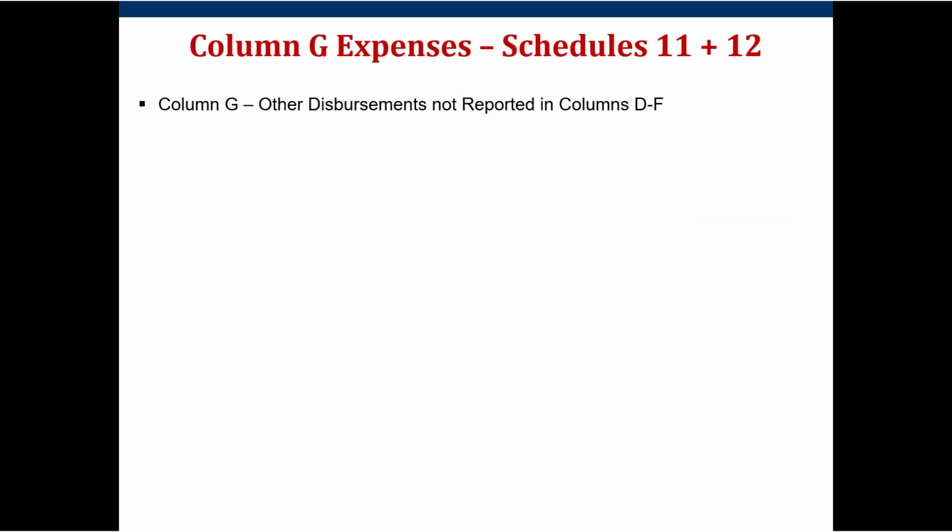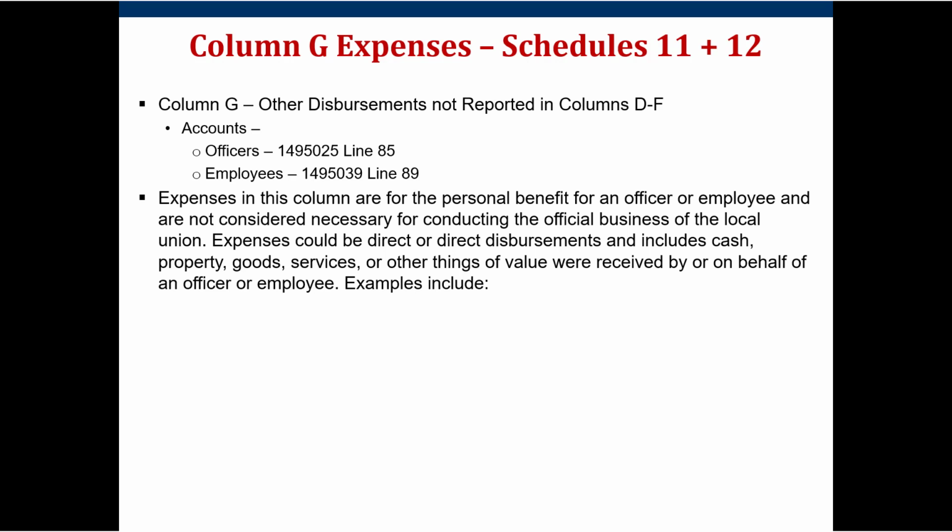Column G, other disbursements not reported in columns D through F. For officers, this is line 85, account number 1495025, and for employees, line 89, account 1495039. Expenses in this column are for the personal benefit of an officer or an employee and are not considered necessary for conducting the official business of the local union.